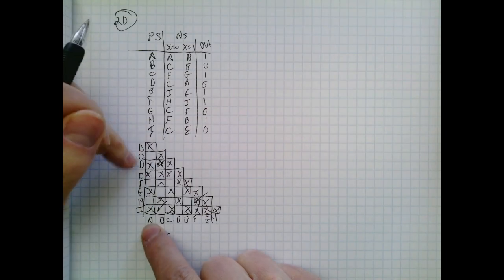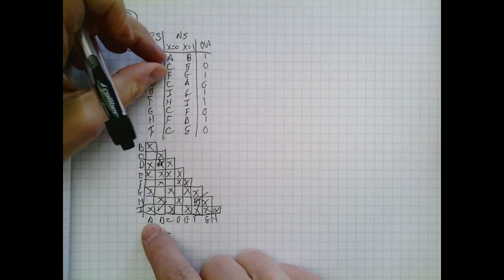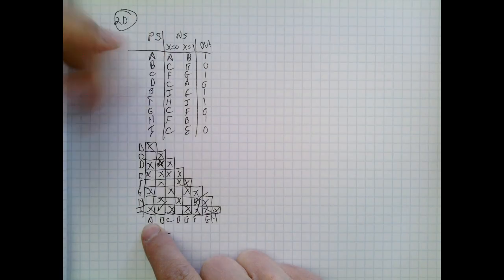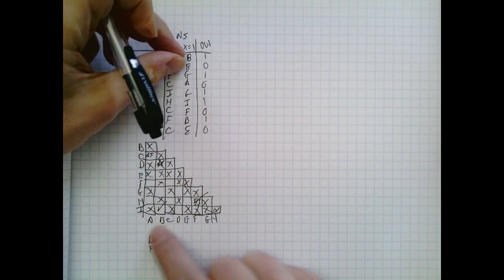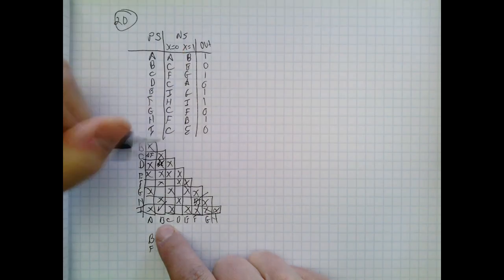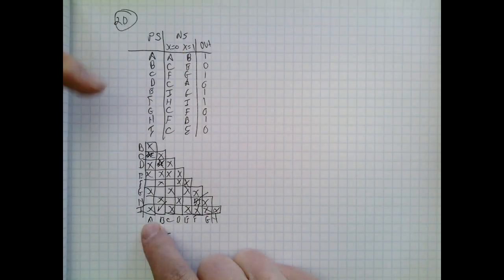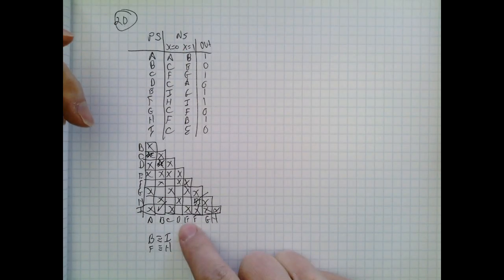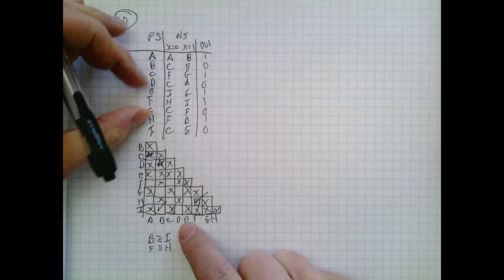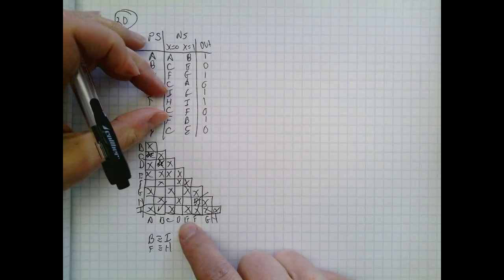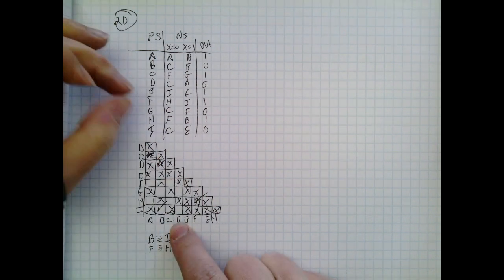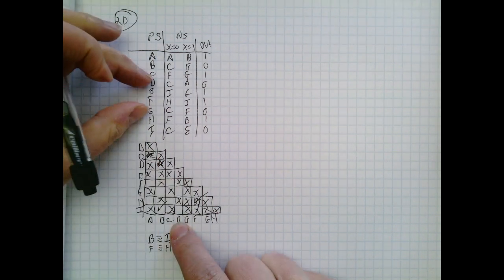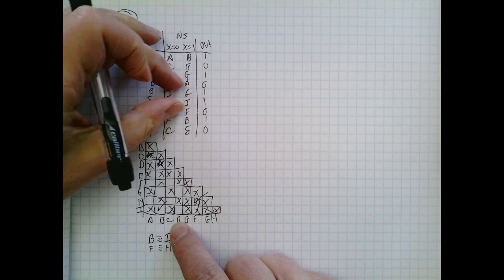And now I can have A and C if A equals F, and if B equals E. No, it doesn't. So now let's go down to the next diagonal, E and H. E equals H if F equals I. It doesn't. D equals G if A equals F.